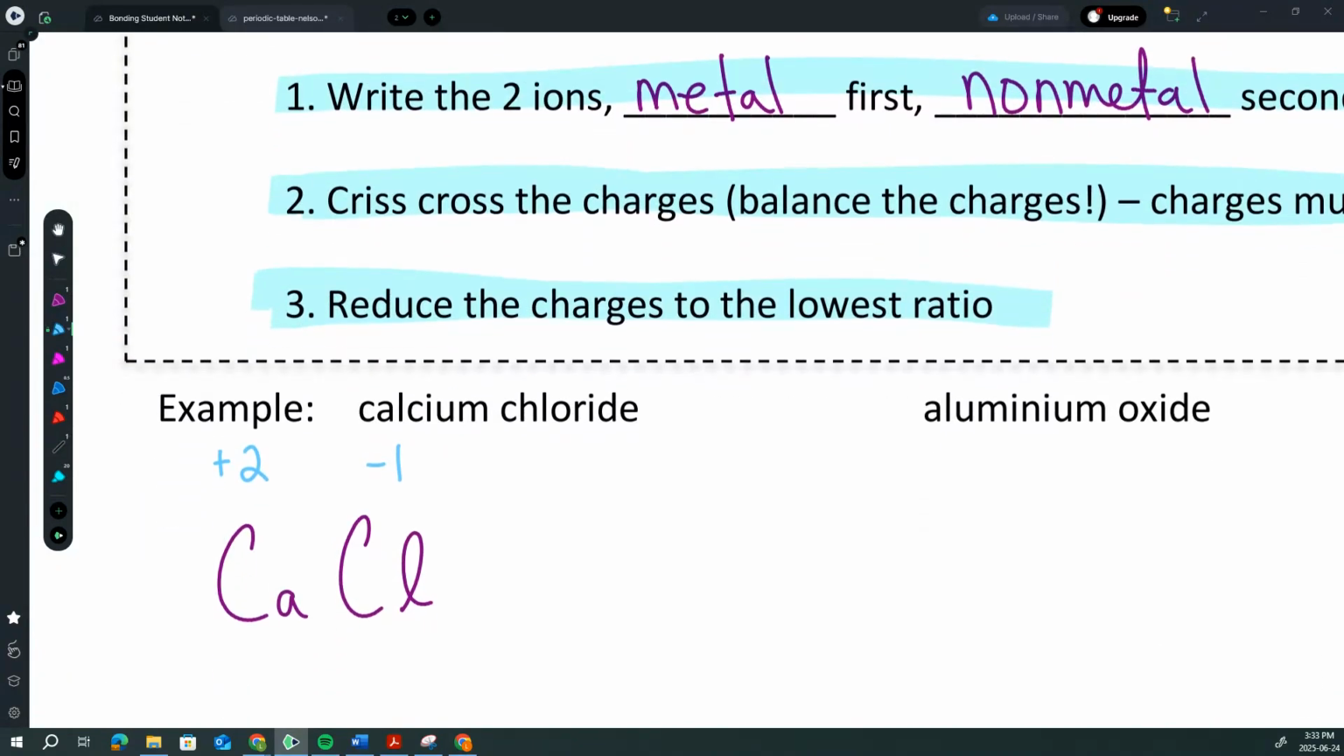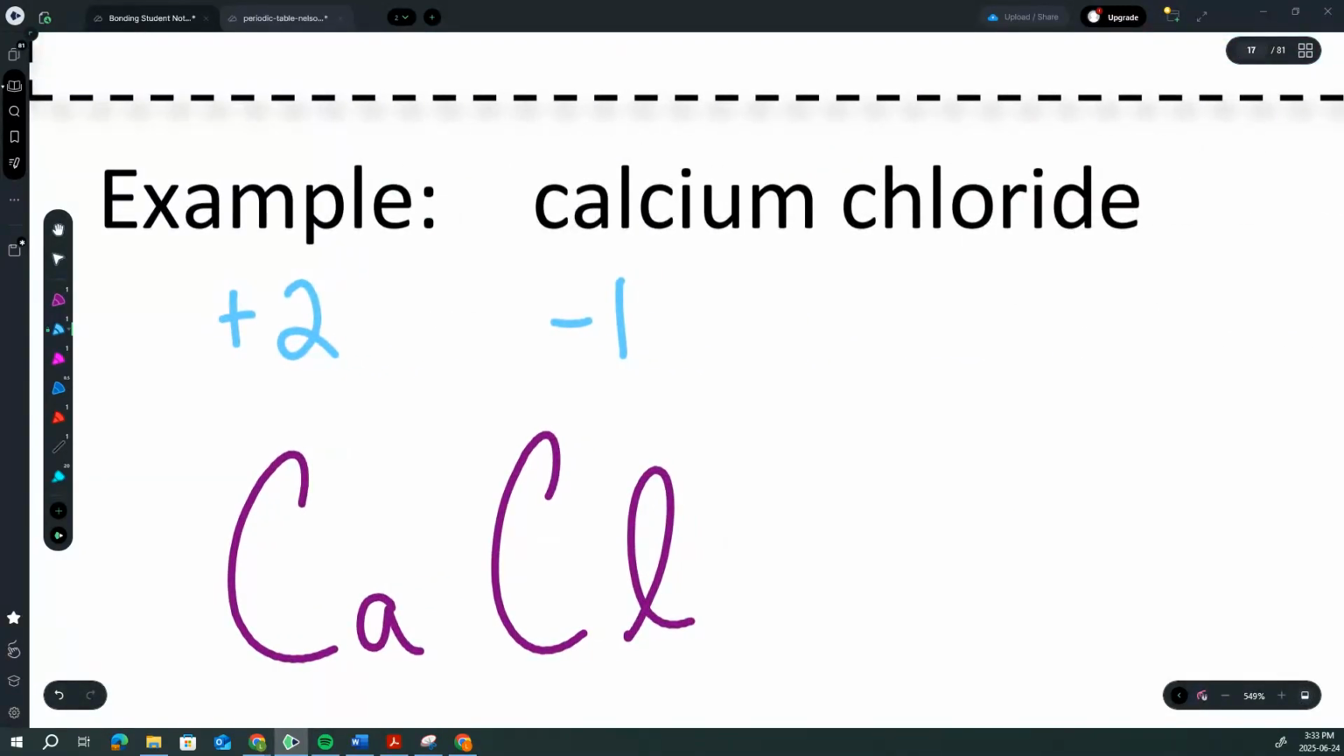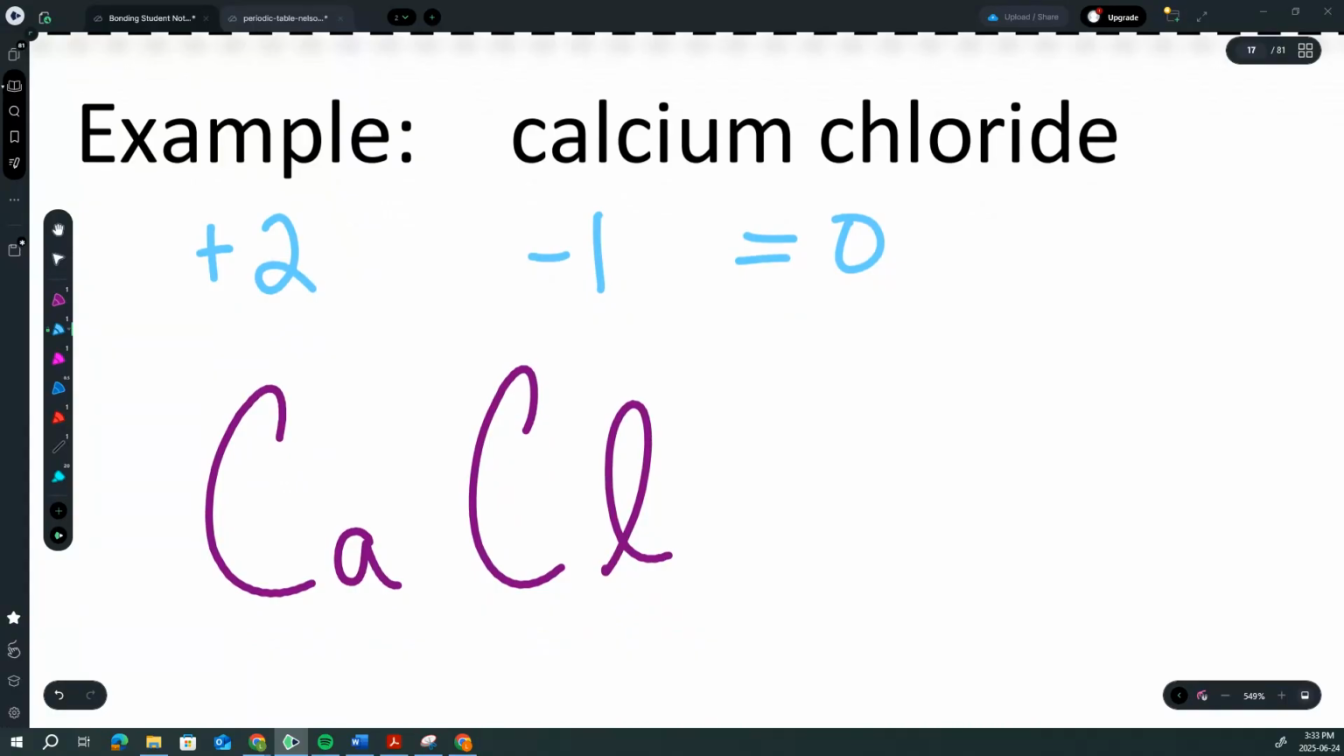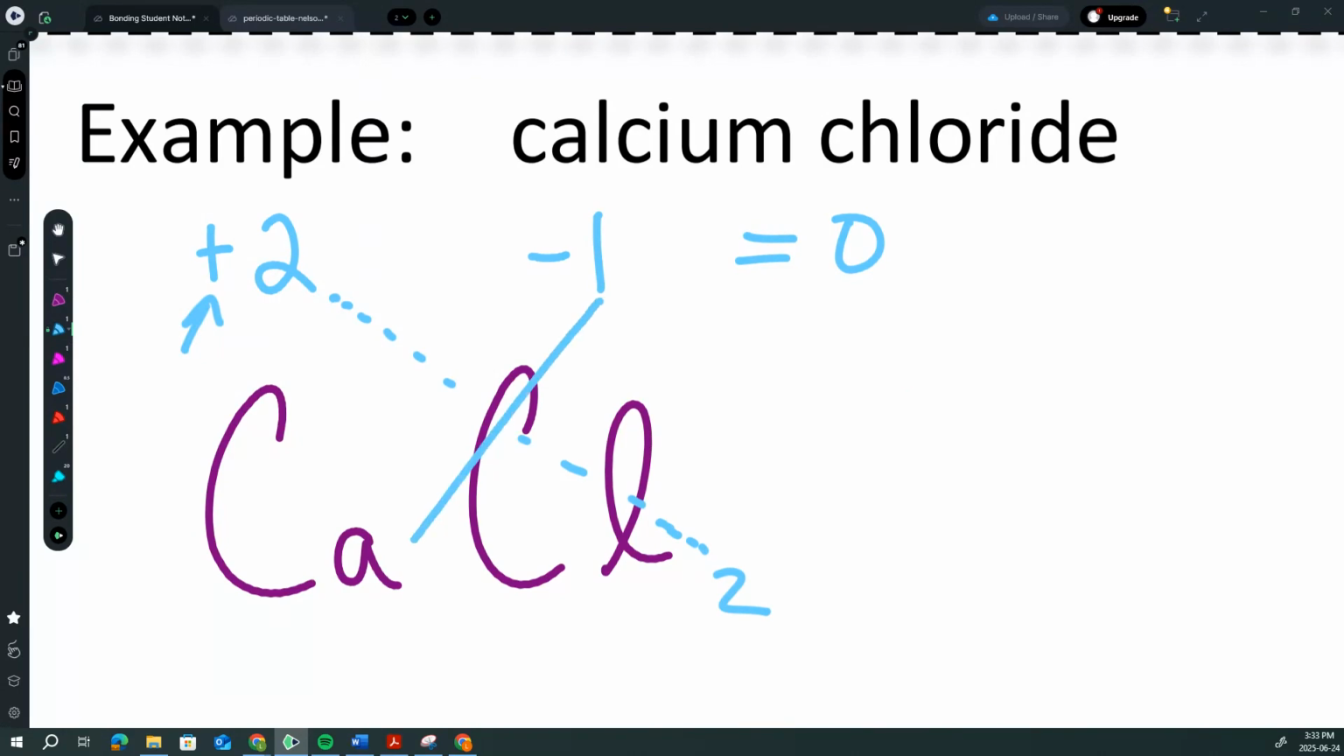Now, this is going to be step 2. So I always ask myself, okay, 2 minus 1, does that equal 0? If your charges don't add up to 0, if that answer is no, you got to do the crisscross thing that the notes are referring to. So what the crisscross thing is, you take the number, not the charge, but just the number, and you just take it and cross it over. Same here with the 1, right? However, you don't have to write the 1, okay?